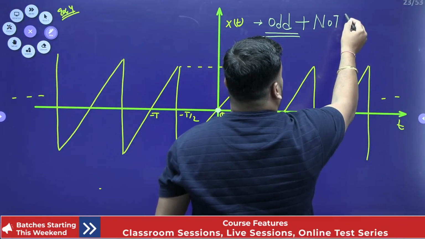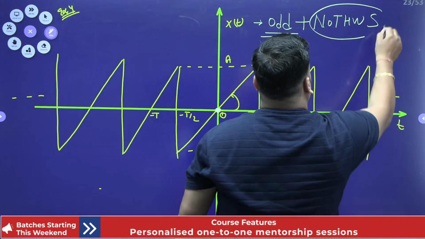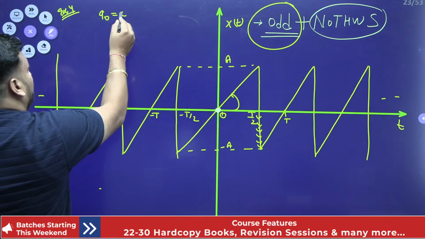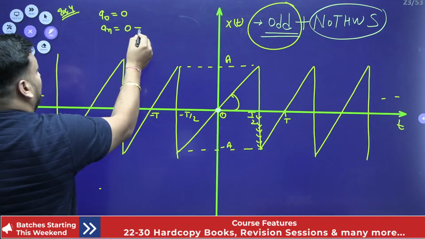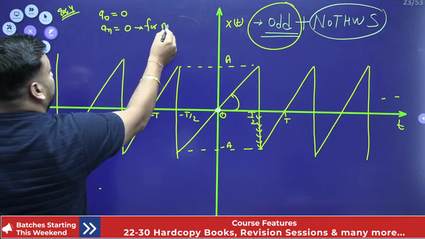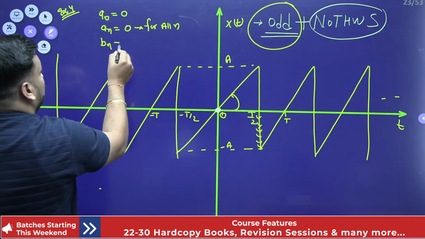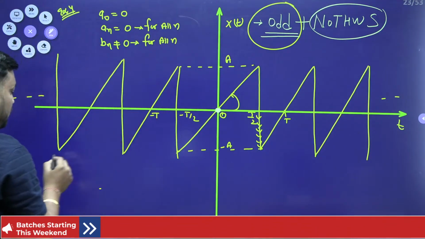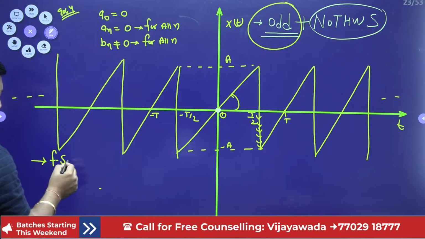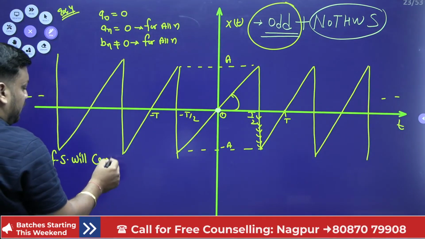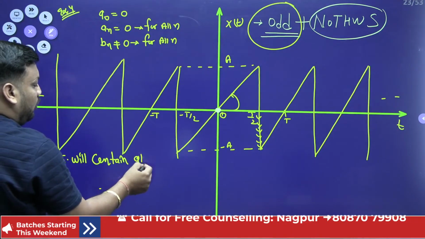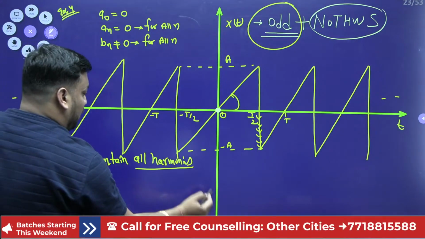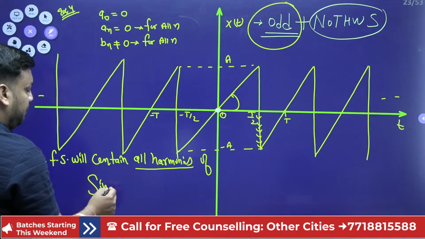So it is not HWS, it is only odd signal. Only odd signal means the average value will be 0. An will be 0 for all n, and Bn will be not equal to 0 for all n. It means the Fourier series will contain all harmonics of sine term. This time not odd harmonics, all harmonics of sine term.